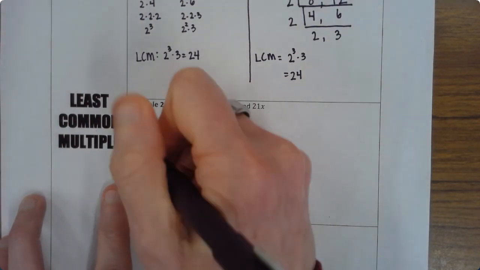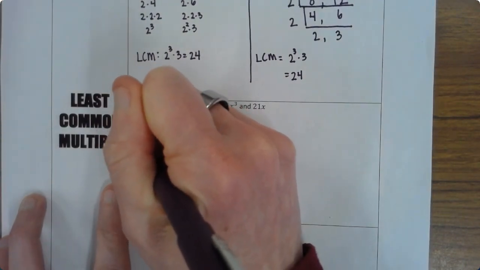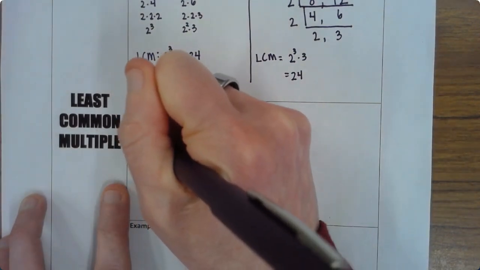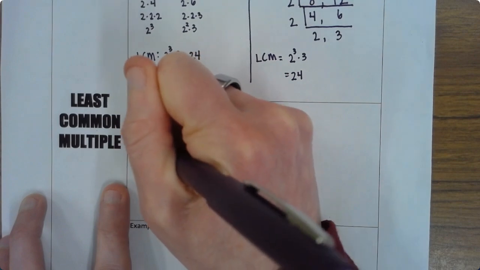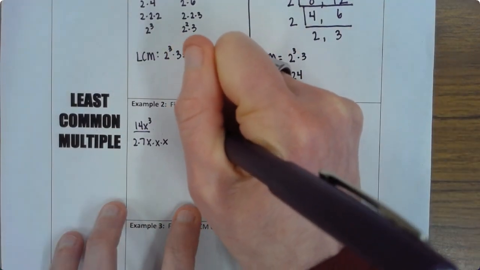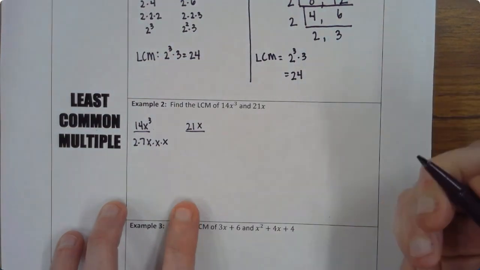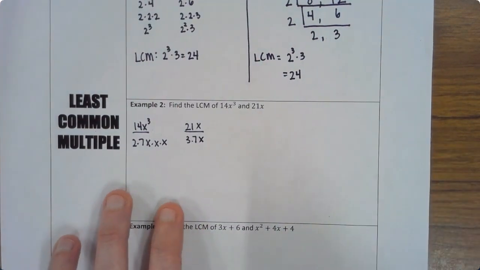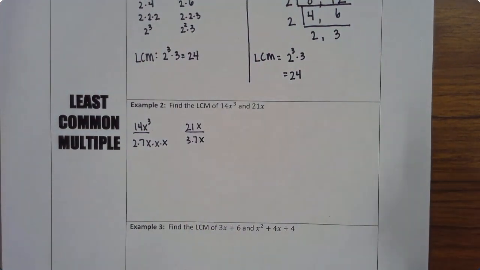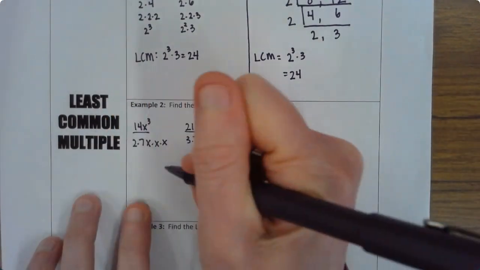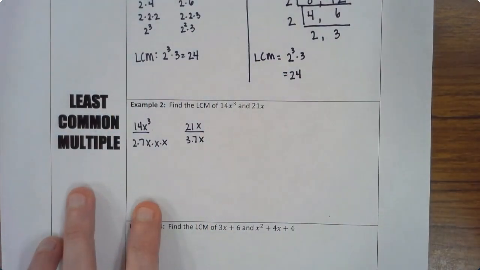So 14 would be 2 times 7. Those are both prime. And then x cubed would be x times x times x. And then for 21x, 21 would break down as 3 times 7, and then the x. And then if I want to find the least common multiple, again, I'm going to look for the lowest degree of each of the factors here.